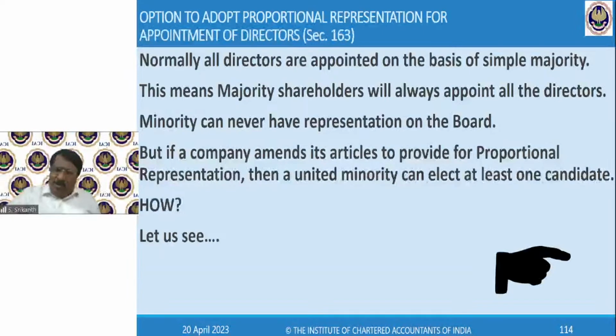Because if the minority proposes a candidate, they don't have the majority vote. We only have the majority, so we will defeat that candidate and appoint our candidate. So normally, the majority will appoint, and the minority can never have representation.